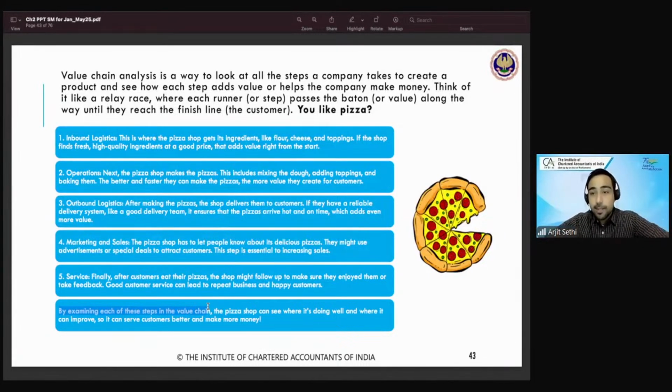Now, the question, my friend, is very simple. This pizza company or this pizza brand does all of this. Okay, listen to me very, very carefully. This is where the crux of this concept is. This brand does all of this and charges 50 rupees extra than the competitor.